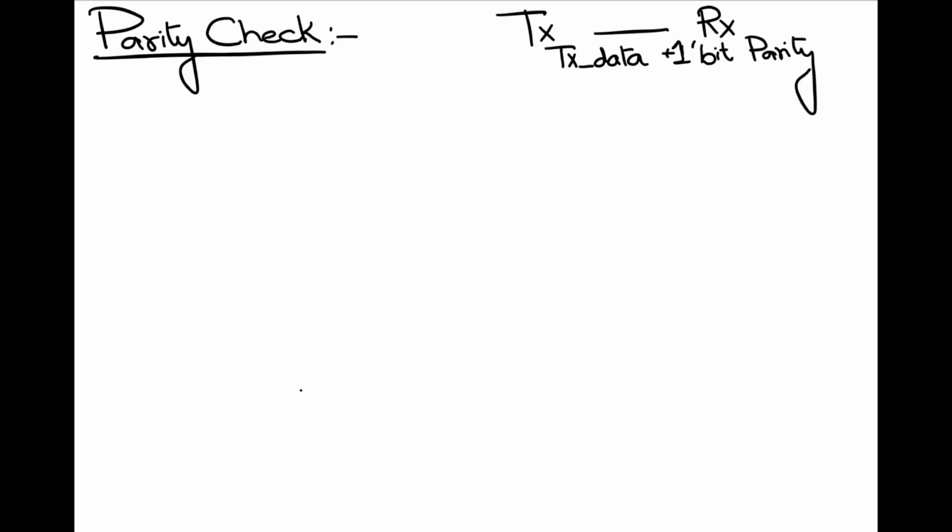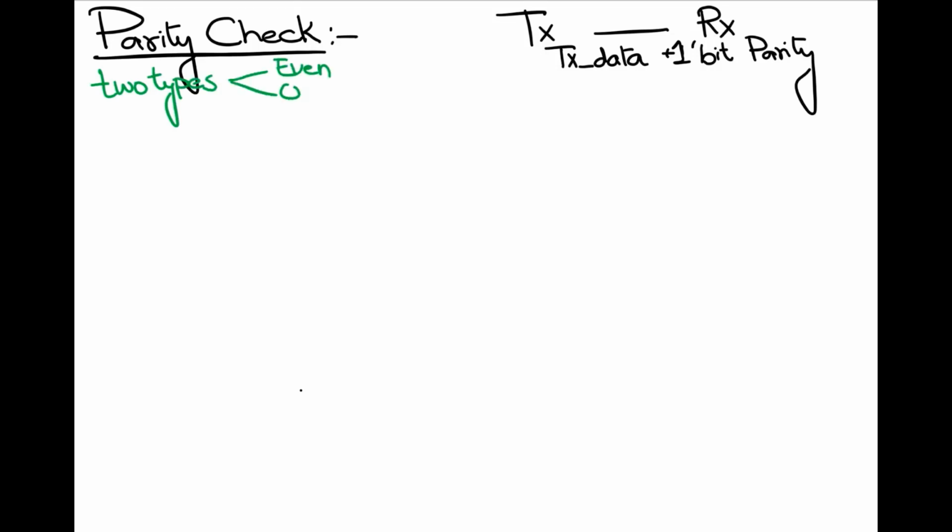Today, I will explain what is parity, how we can calculate parity, and what are the uses of parity. In digital communication, transmitters send transmitted data plus 1 bit of parity to the receiver side. This 1 bit of parity determines either this data is correct or incorrect.